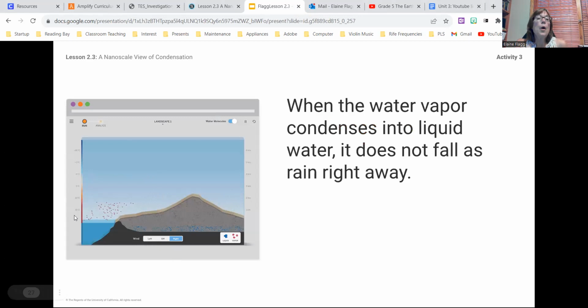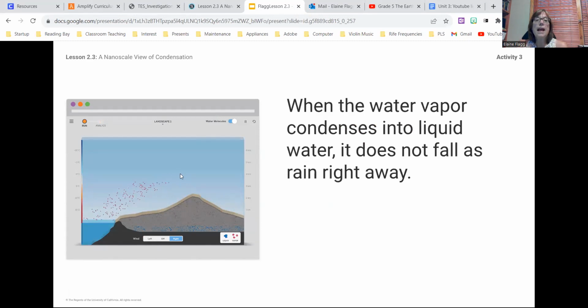Okay, so here we see, let me show you what happens. So when the water vapor condenses into liquid water, it does not fall as rain right away. So do you see how the water vapor is coming up into clouds? So you make the clouds first. So here's the water vapor in red.